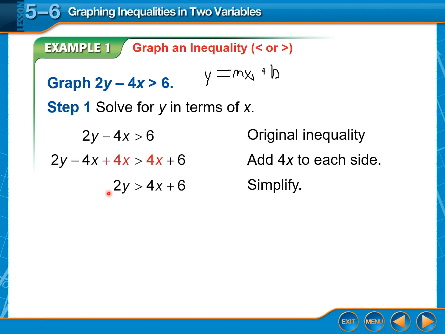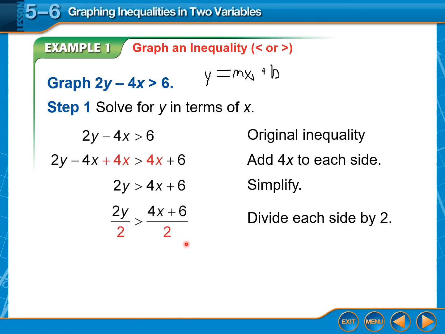So now, just like when we were solving equations, we're going to solve for y by dividing by the coefficient. That's the number that's being multiplied by y. So 2 times y is greater than 4x plus 6. I'm going to take 2y and divide it by 2. And if I divide 2y by 2, I need to divide everything on this side, 4x plus 6, by 2 also. So that's what we see here. 2y divided by 2 is greater than 4x plus 6 divided by 2.